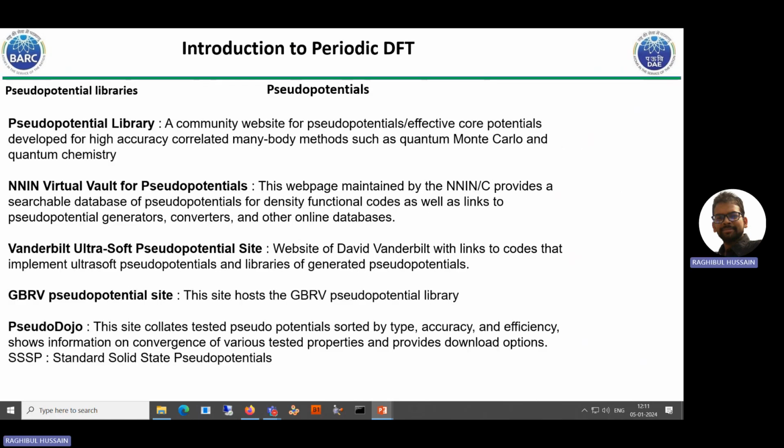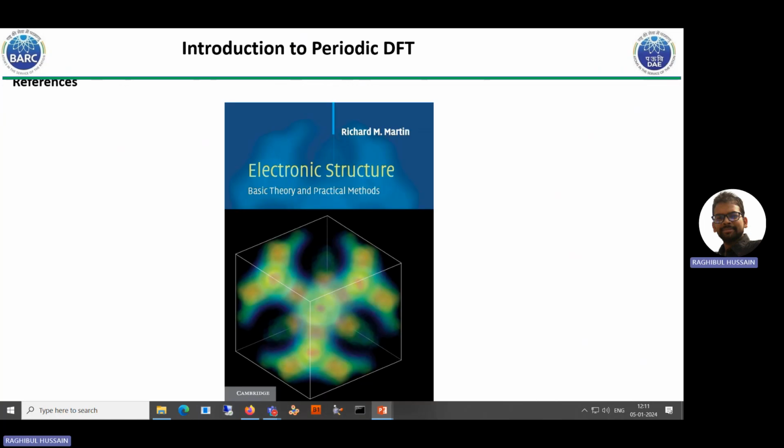Then this is the pseudopotential library. Those who are using Quantum Espresso or CP2K, I think they are using this kind of potential. Is anybody using VASP here? What potential are you using there? Which kind of potential are you using? Ultrasoft, you are using. For which system are you doing this?